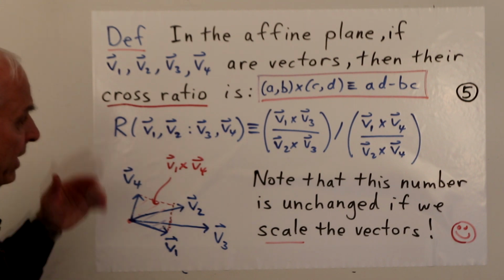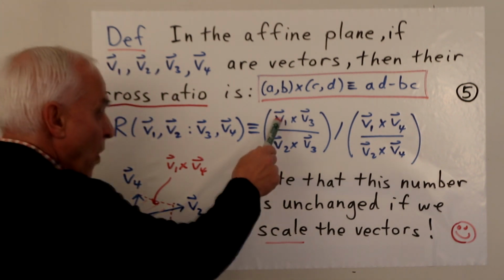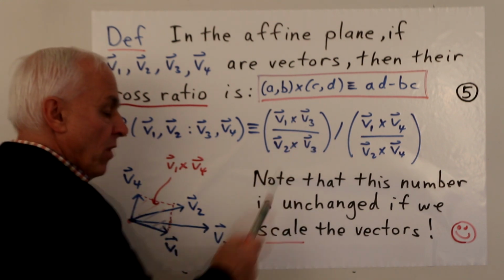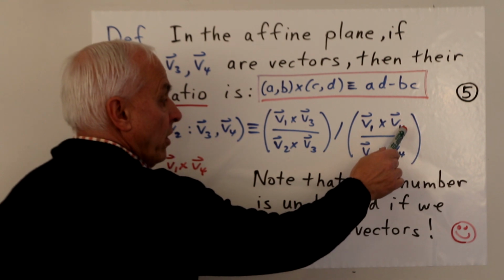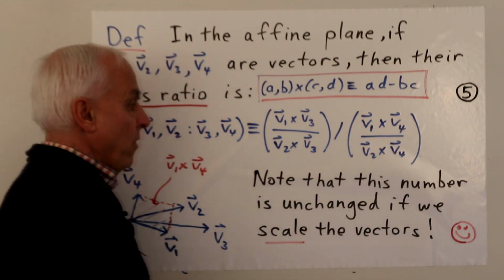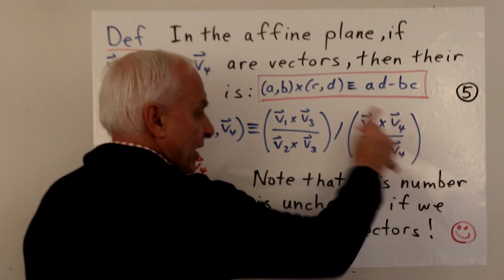And the formula is a lot like the one that we've just seen for points. So this is V1 cross V3 over V2 cross V3, divided by V1 cross V4 over V2 cross V4. So this looks the same as the earlier one, except that the 3's have been replaced with 4's.